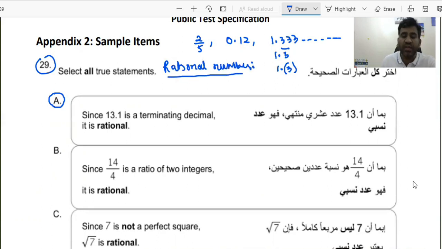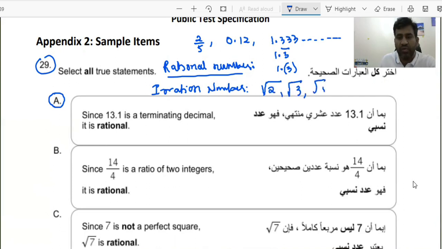And what are irrational numbers? Irrational numbers are those which don't satisfy the condition we have mentioned. The best example: square roots of non-perfect square numbers are always irrational. What are those? Square root of 2, square root of 3, square root of 5, square root of 7, and so on. These are all non-perfect square numbers, so these are called irrational. This is one example.